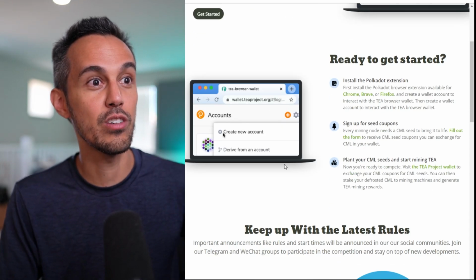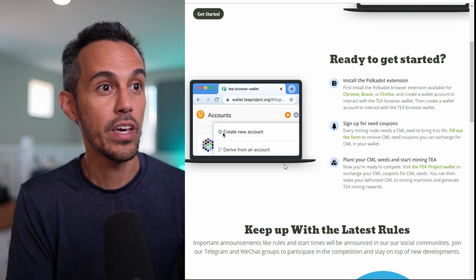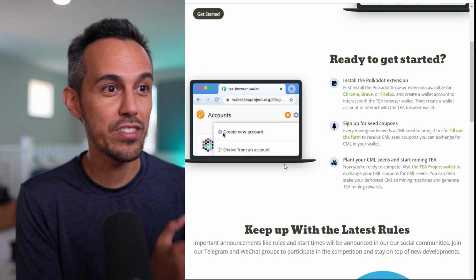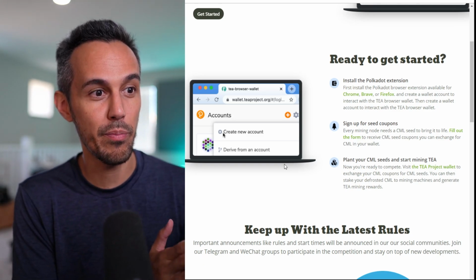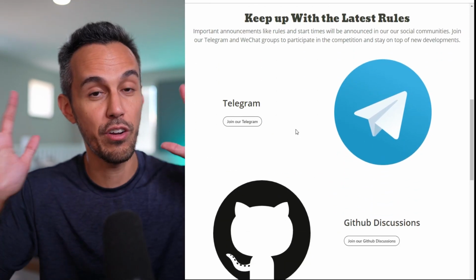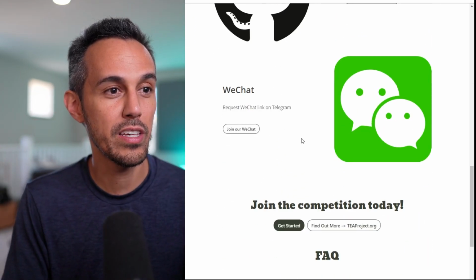Ready to get started? If you're interested, check this competition out. Essentially, install the Polkadot extension on your favorite browser, sign up for seed coupons, plant your CML seeds, and start mining T. Keep up with the latest rules on Telegram and GitHub discussions. They're very involved there. A ton of people are talking about this and making recommendations.